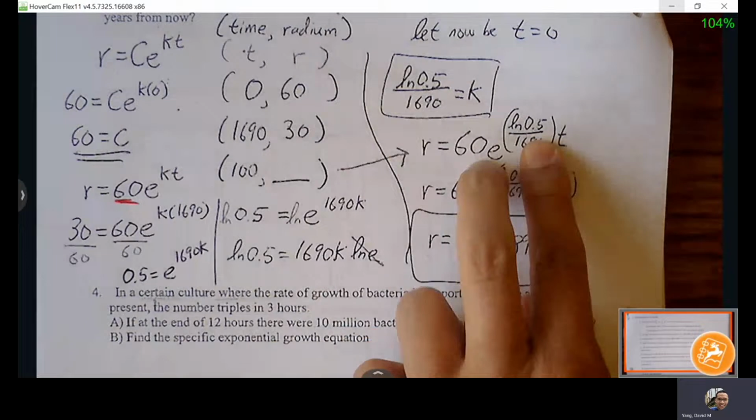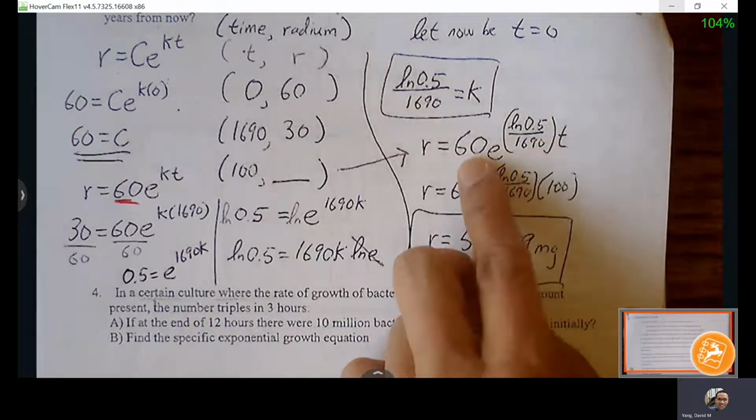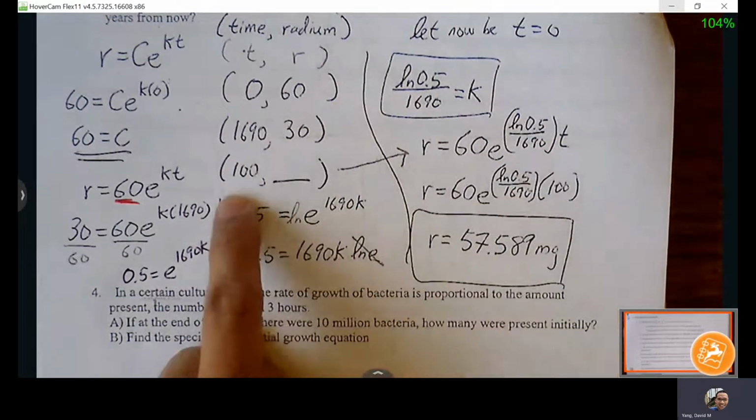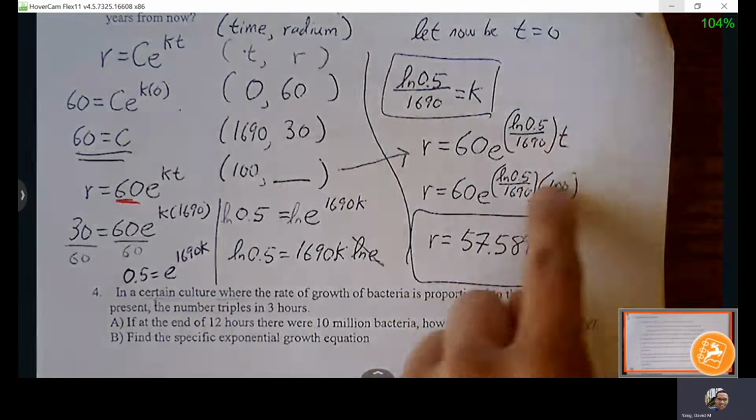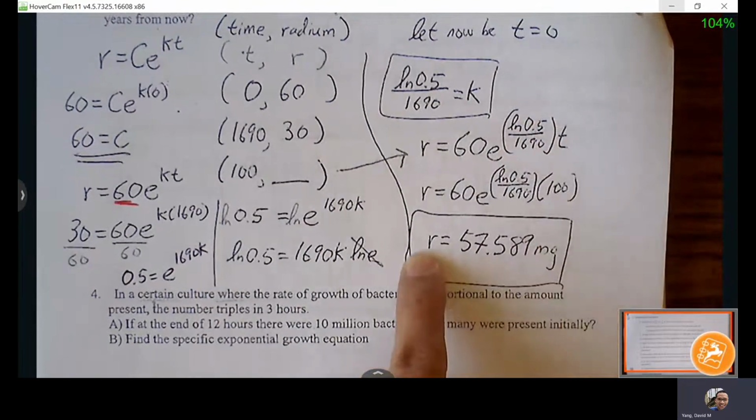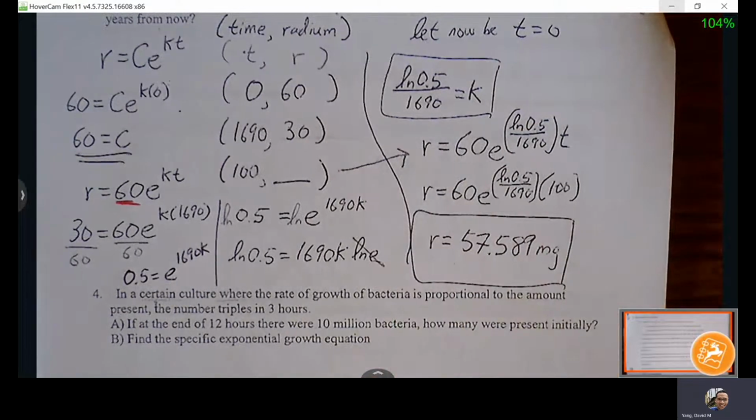Take your k value, take your C value, update your general equation, and now you're ready to make your final step. Replace t with 100, and the rest can go in the calculator, and that can help us solve for R. Okay, any questions?